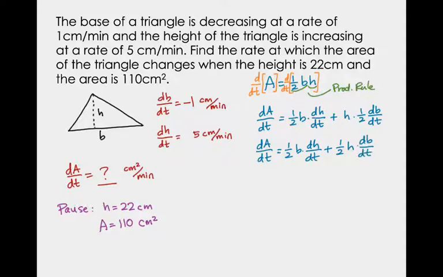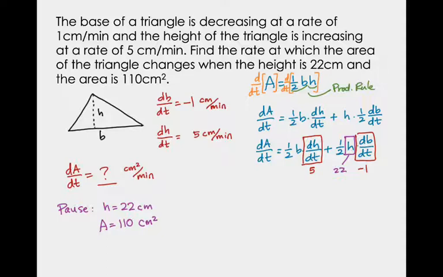Okay, so let's just see how many of these things that we know from the wording of the problem. Just going in the left-hand column where I took all my notes, dB/dt they told us was -1 centimeter per minute. dH/dt is 5. dA/dt on the left is what we're solving for, so we're not going to plug anything in there. And my pause button information I can plug in now that I've taken the derivative, that the height is 22 centimeters and the area is 110 centimeters squared.